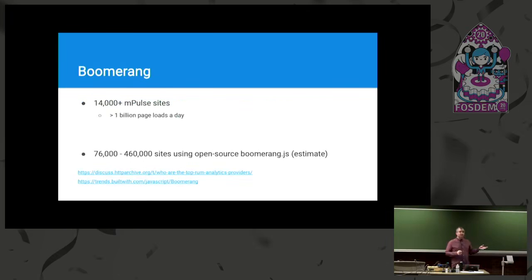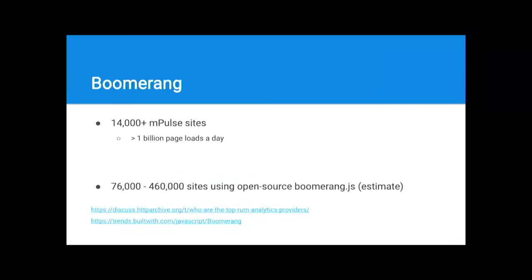So I wanted to put this into some sort of context for us. As I said, we provide Boomerang for our customers at Akamai. We're on over 14,000 of our customers' websites. We track and measure over 1 billion page loads a day, which is quite a lot. According to the open source statistics that I could find, we're on somewhere between 75,000 and almost 500,000 websites, depending on what data sources you're looking at. So a lot of people are including the open source version of Boomerang on their pages as well.